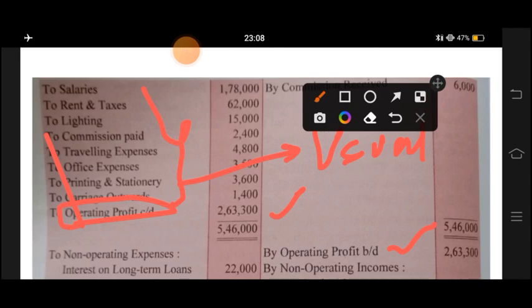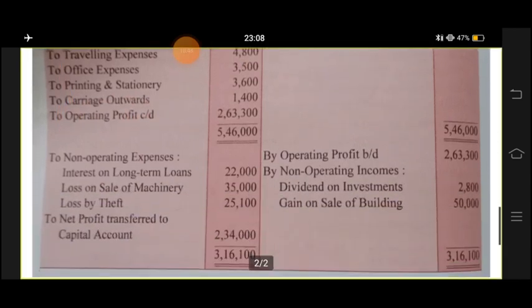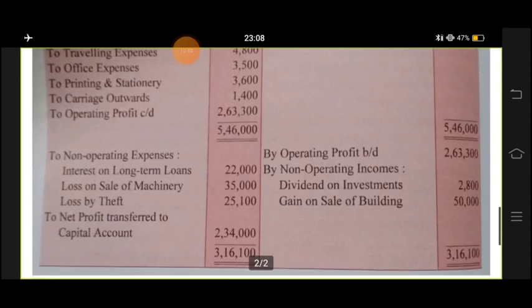As you can see here that the interest on long term loan, loss on sale of machinery, loss by theft, these are all the non-usual expenses or unusual expenses of the organization, and that is why it has been debited. And dividend and gain on sale of building, these are the not usual income of the organization.